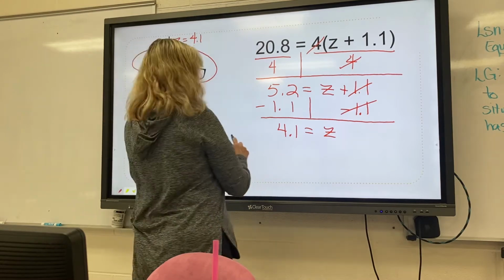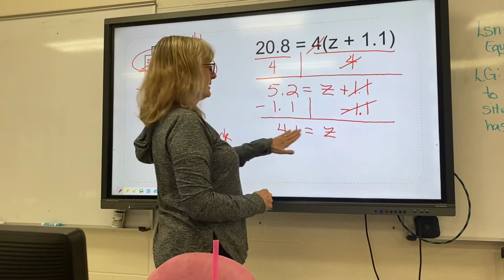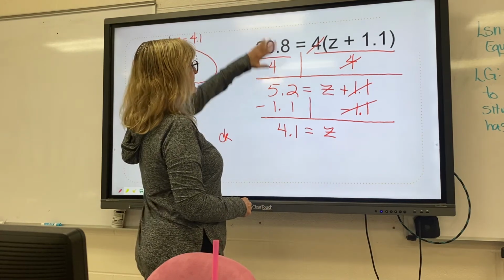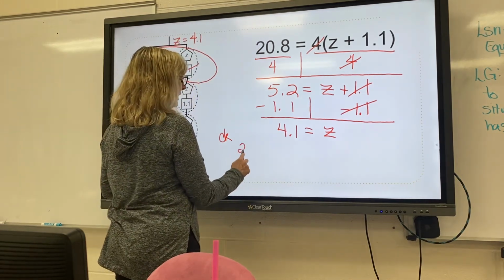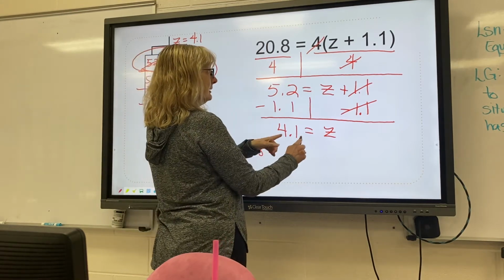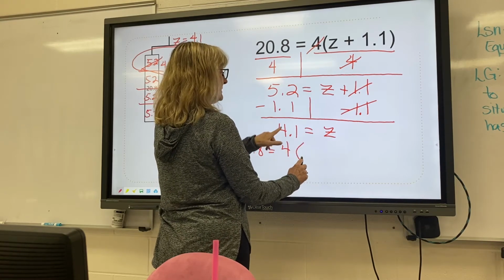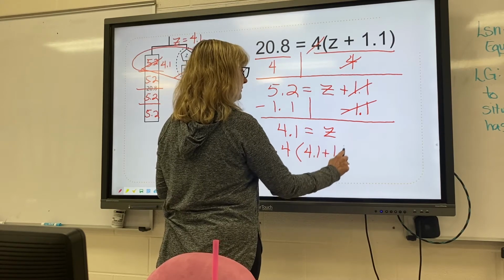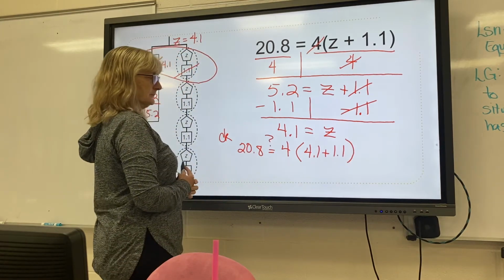All right, our last step is always to check our solution. We came up with this as our solution. We need to see if that 4.1, 4 1/10, actually makes this equation true. So I'm going to copy the original equation and I'm going to plug in for z 4.1. So I have 4 times, this is going to be 4.1 plus 1.1. And we want to know, are they equal?